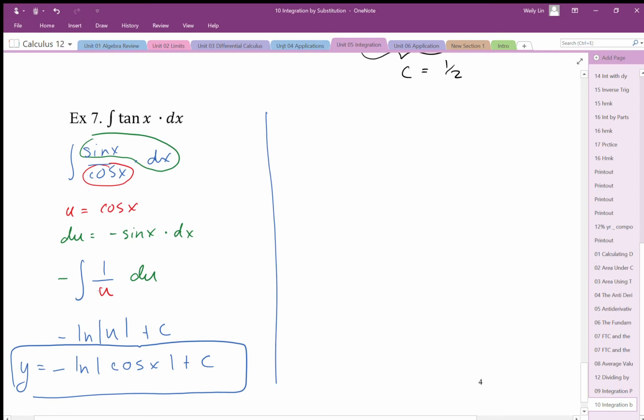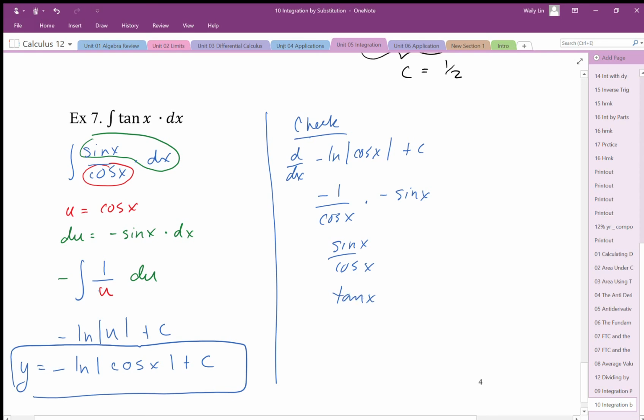So we should again check this. My check is I'm going to differentiate negative log cosine x plus c. The derivative of log is 1 over x, so I get 1 over cos, times the derivative of cos, which is negative sine. The negatives cancel out, so I end up with sine x over cos x, which is our tan x. There we go. We've proven that it works, using the fundamental theorem of calculus.